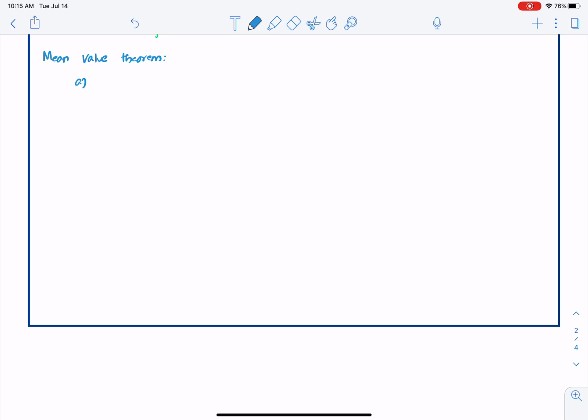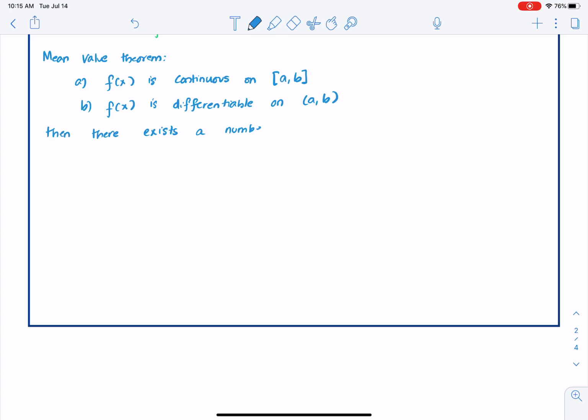The mean value theorem states if f of x is continuous on [a, b], and f of x is differentiable on the open interval (a, b), then there exists a number c that has to be in the interval (a, b) such that f prime of c is equal to f of b minus f of a divided by b minus a.